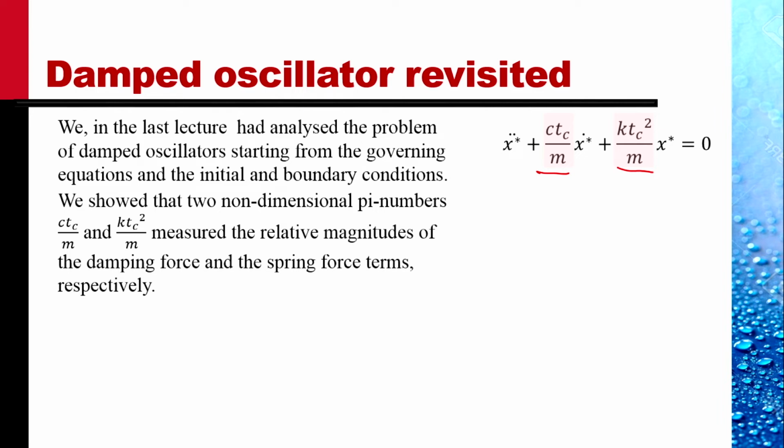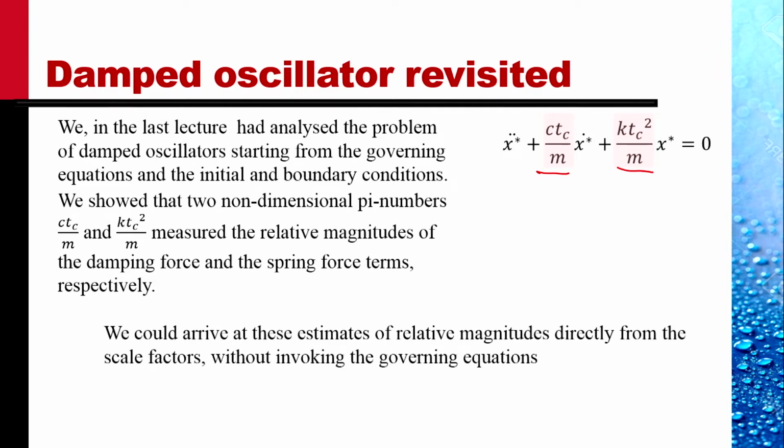We showed that the two non-dimensional pi numbers, C Tc by m and K Tc squared by m, measured the relative magnitudes of the damping force and the spring force terms respectively. Here Tc stands for a characteristic time. We could arrive at these estimates of relative magnitudes directly from the scale factors as well, without invoking the governing equations, and that's what we will do now.